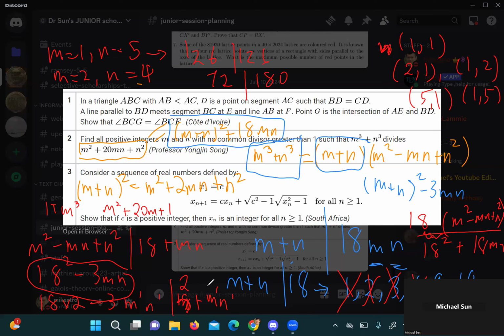Yeah, so what are the possibilities of their multiples of 3? Like, m could be 3, n is 15. Or m could be 6, 12. Or we know it's not 9, 9. I checked that before. And then it just is symmetric, right?